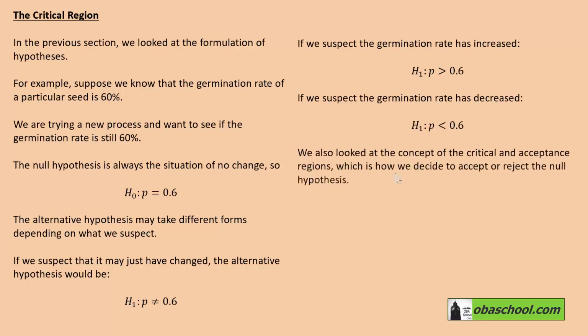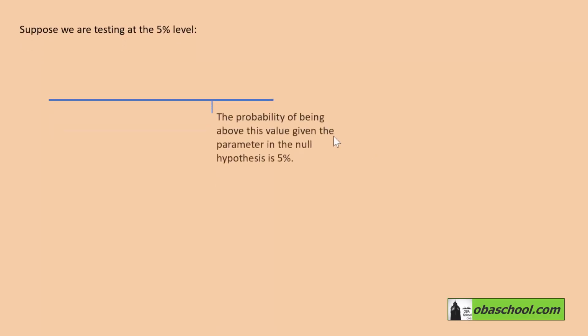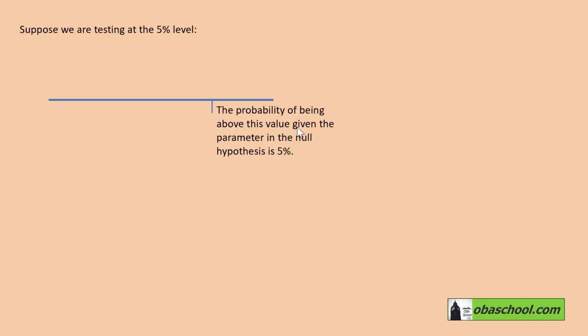0.6. We also looked at the concept of the critical and acceptance regions, which is how we decide to accept or reject the null hypothesis. Suppose we're testing at the 5% level. The probability of being above this value, so we're looking here at a one-tailed test at the top end, so our alternative here would be greater than.